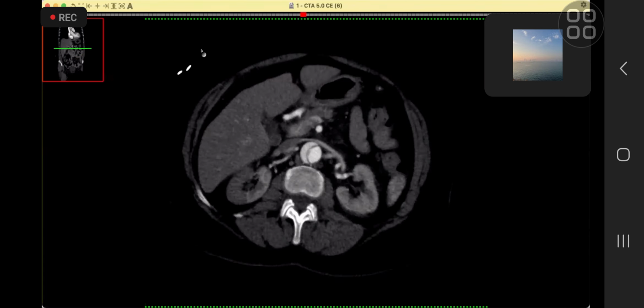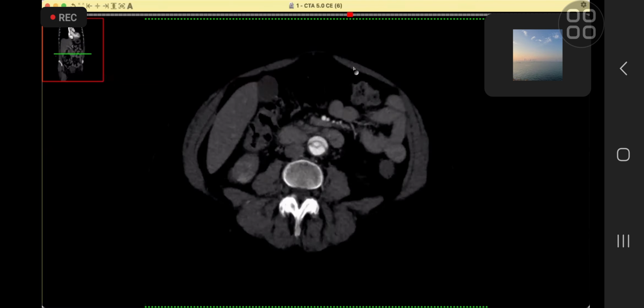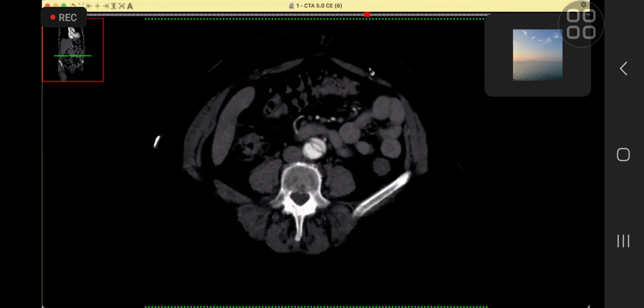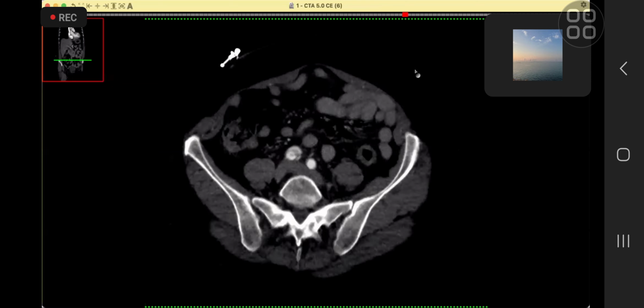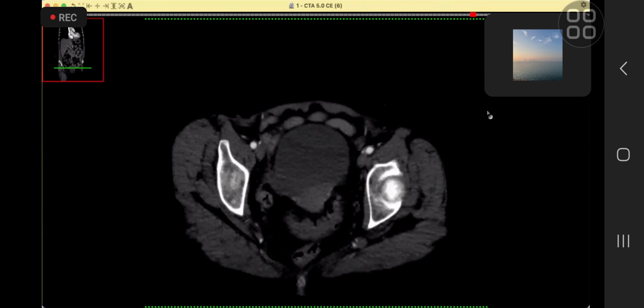I'm trying now to focus on the bowel, to see if there is an area of hypoenhancement or abnormal mesenteric stranding that's suggestive of ischemia or bowel infarction.